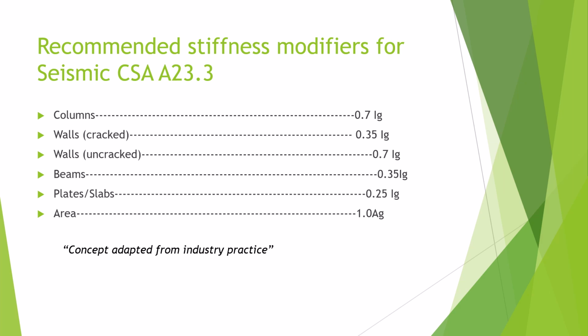We begin by applying stiffness modifiers based on CSA A23.3 recommendations and common industry practice. Columns are typically taken as 70% of gross inertia. Cracked shear walls are reduced to about 35%, while uncracked walls may be taken as 70%. Beams are reduced more significantly due to flexural cracking, and slabs are also reduced to represent cracked diaphragm behavior.